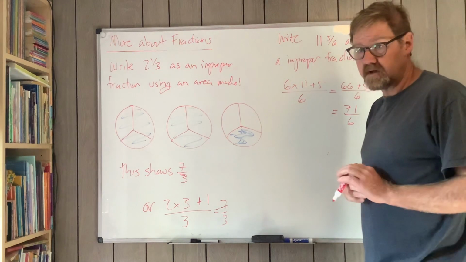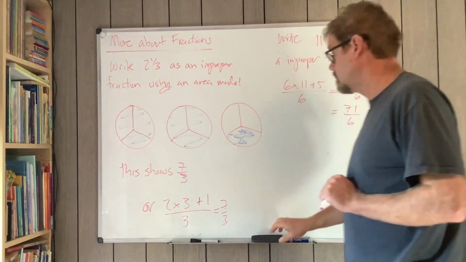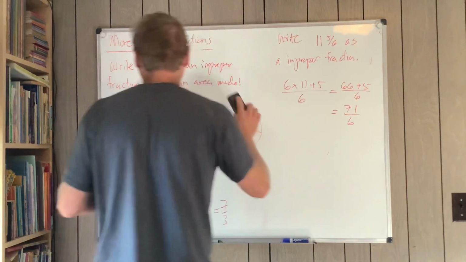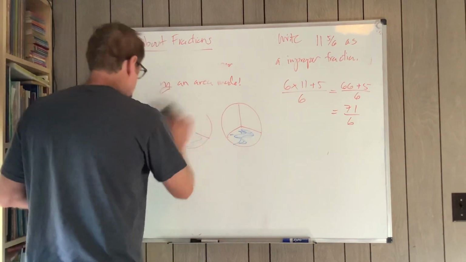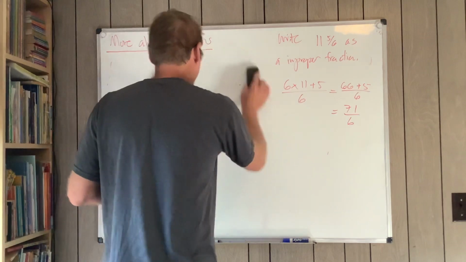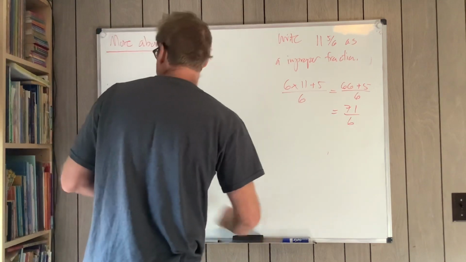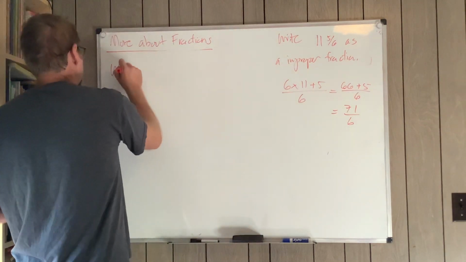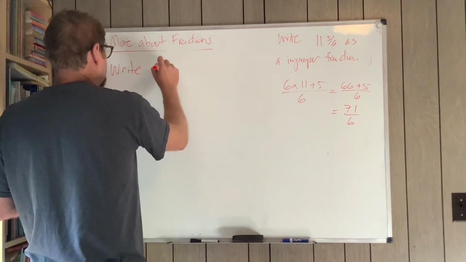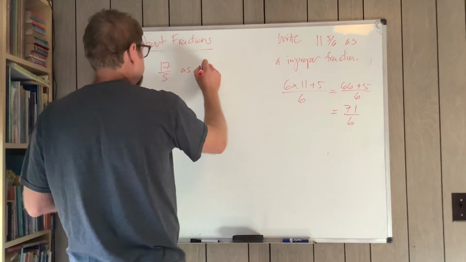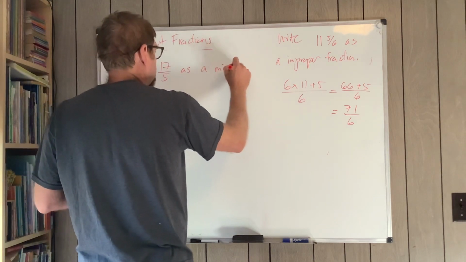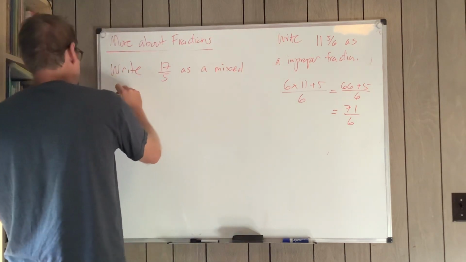Well, how do we go the other way? Right? So let's do the opposite. So let's write 17/5 as a mixed number.